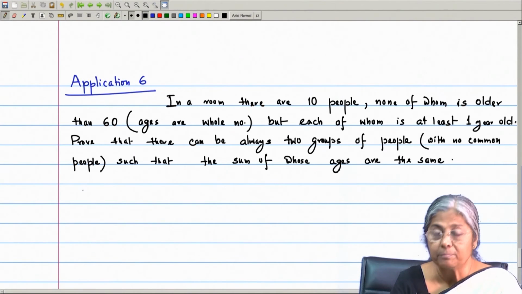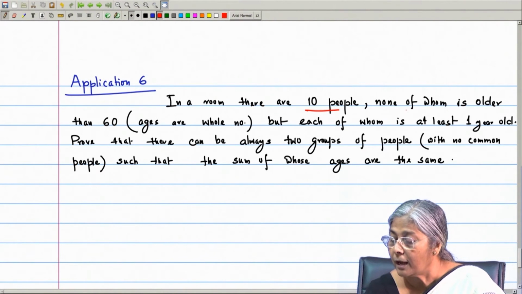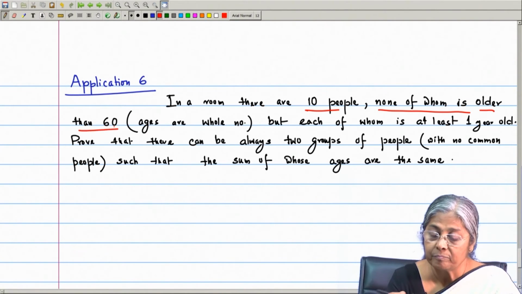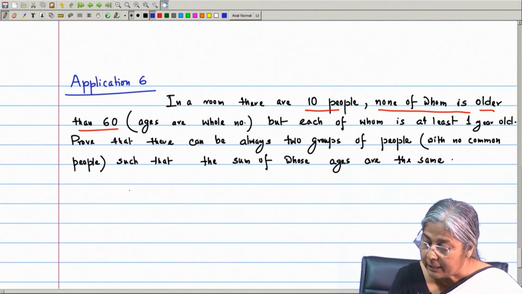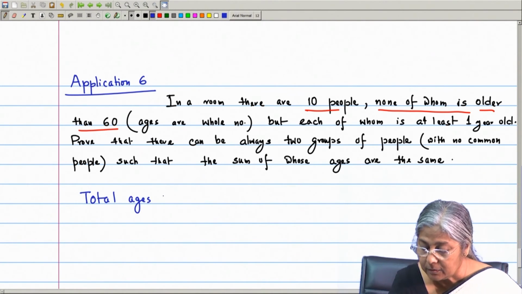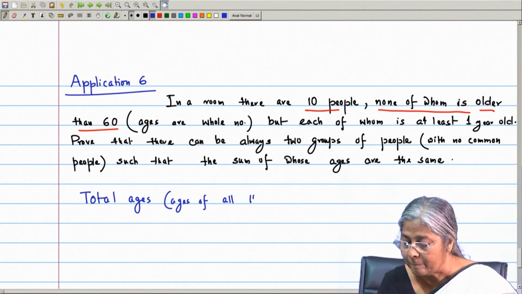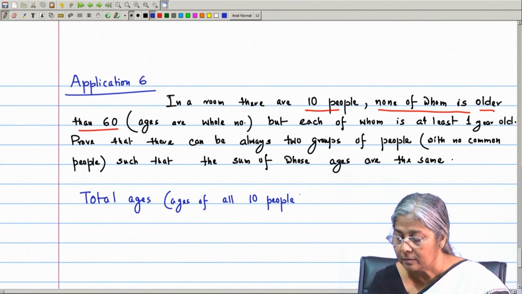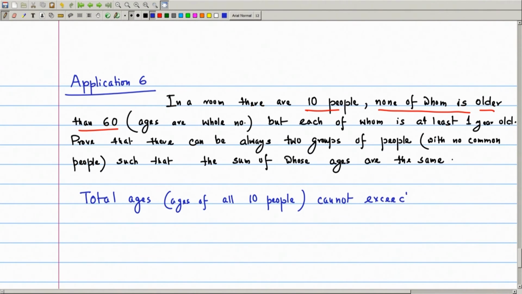Since 10 people are there and none of whom is older than 60, if I take the sum, the total ages of all 10 people cannot exceed 60 times 10, equal to 600.